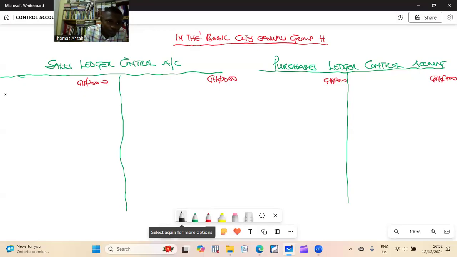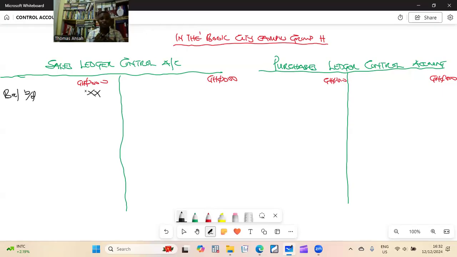So the automatic balance brought down will be here. It is a sales ledger control account, which means debtors ledger control account, and therefore it is part of an asset. So each time an asset is increasing, what do we do? We debit it. Now, however, in a control account, you can also be given a balance for the credit side. Take note of that.